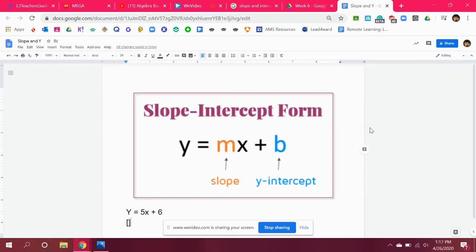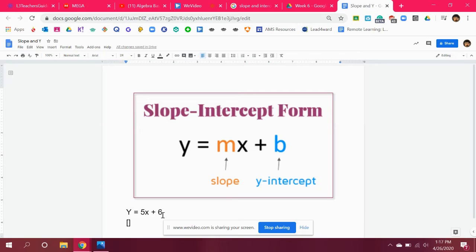What does the letter M stand for? Yep, it's right there on the page too. And what's my y-intercept? What letter is that? Correct, it is B. How can you tell which is which? What letter is always touching the slope? Correct, X. Y-intercept is always all by itself. And we're going to do some practice problems to show you what I mean.